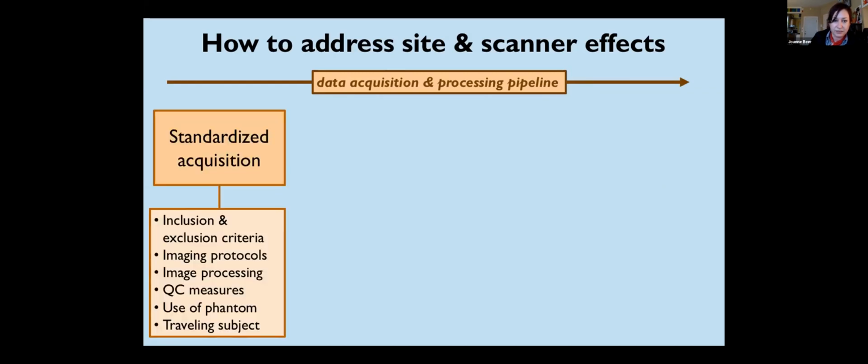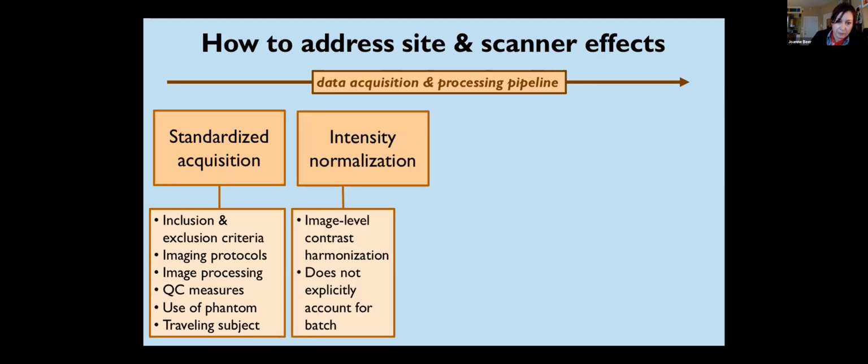And this is sort of an example. So first of all, we would want to standardize the acquisition of the data. And sometimes an intensity normalization is applied to the images. So this is like at the image level, it's a contrast harmonization, but it may not explicitly account for the batch. So you would want to maybe do this even within a given scanner, like scans from the same scanner.